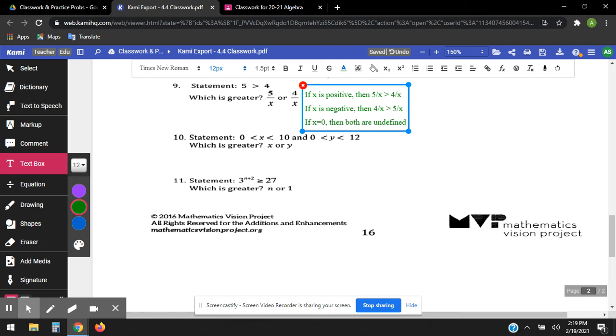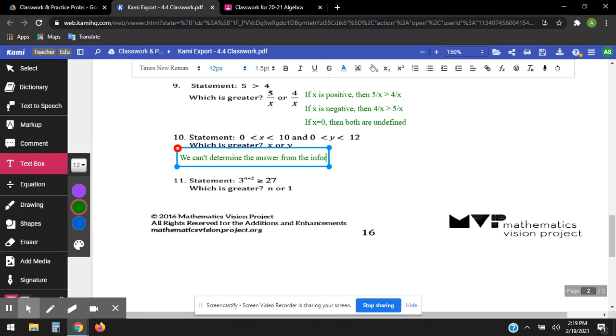All right, last two. The statement: x is greater than 0 but less than 10, and y is greater than 0 but less than 12. Which is greater, x or y? Well, there's a lot of numbers they both can be. So I'm going to say on this one, we can't determine the answer from the information given.